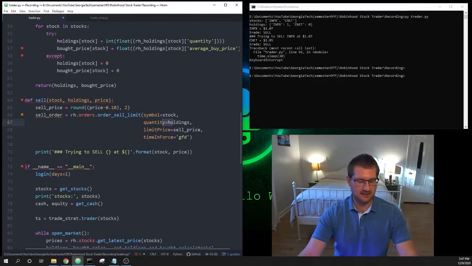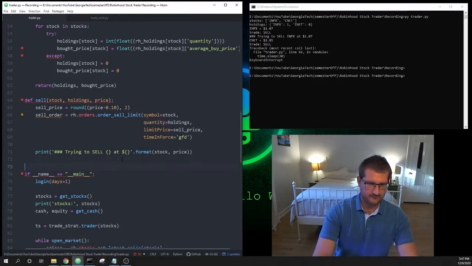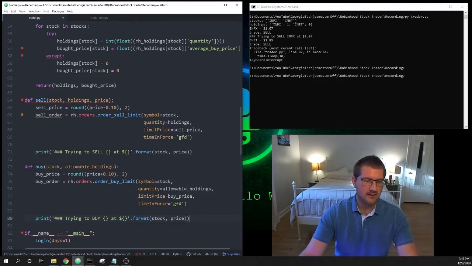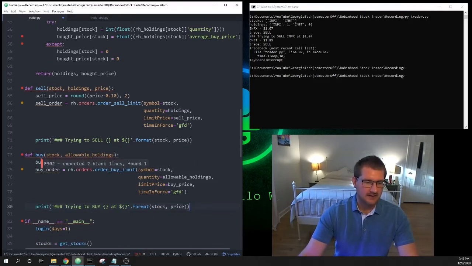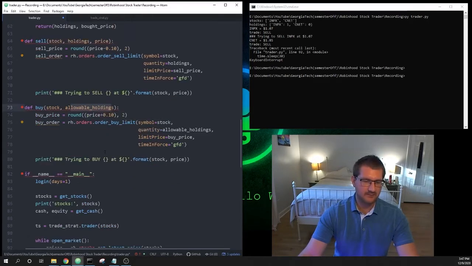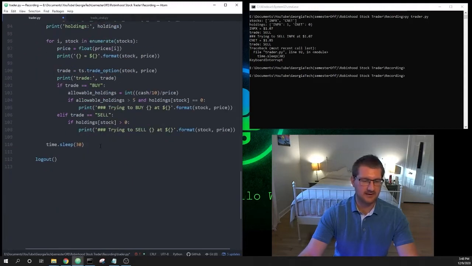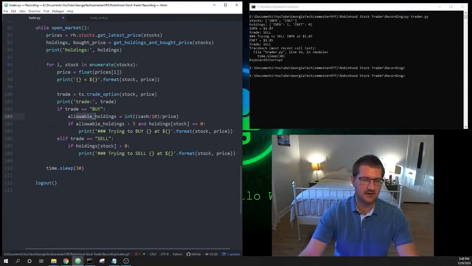Now let's add in a buy function. The buy function is going to be very, very similar. Again, we have def buy, and we're going to pass in the attributes stock and allowable holdings. If you'll remember, allowable holdings comes down from this section right here, where we calculate how much we want to invest every time the program tells us to make a buy.